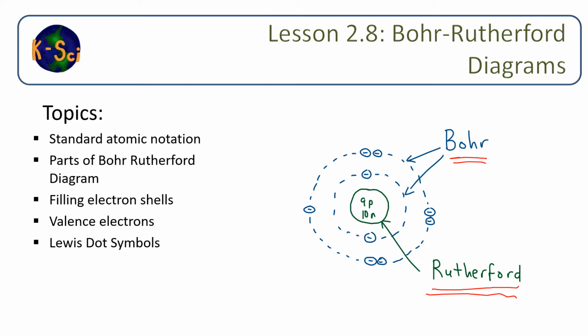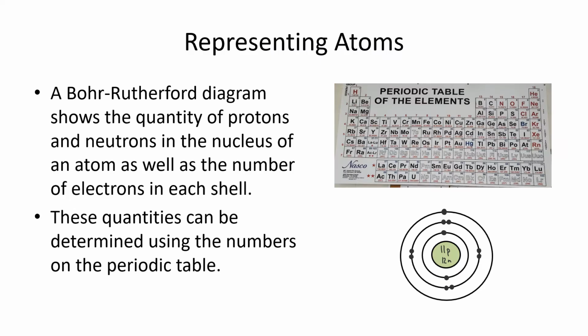And it's really useful when you're learning about physical and chemical properties of different substances on the periodic table. You can start to see patterns and make predictions. So we're going to use the periodic table to determine the number of protons and neutrons and electrons to put into a Bohr Rutherford diagram. We're going to put the protons and the neutrons in the nucleus, and we're going to put the electrons in these layers around the nucleus.